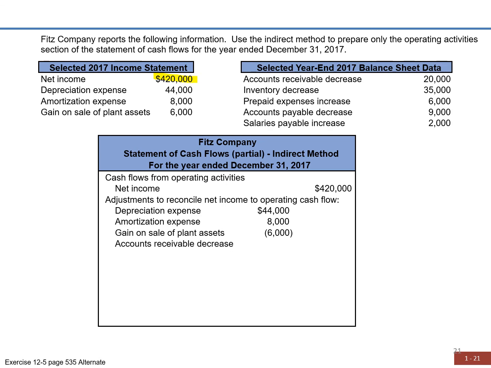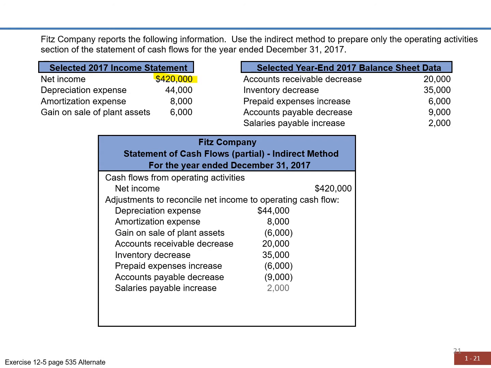And then we have accounts receivable decrease. Decreases in asset accounts are increases in cash. They work opposite. Inventory decrease also works opposite, so it's going to increase cash. Prepaid expense increases, so it works opposite because it's an asset. It's going to decrease cash. Salary payable decrease will also decrease cash, same direction. And salary payable increase will also increase cash, same direction. Add them all up, and you get $508,000 of net cash provided by operating activities.